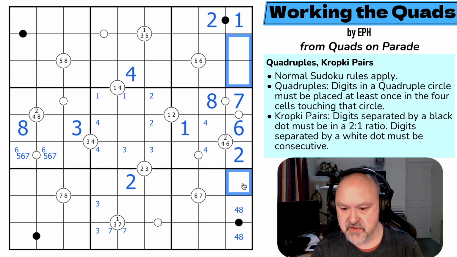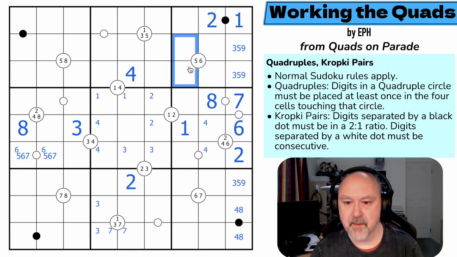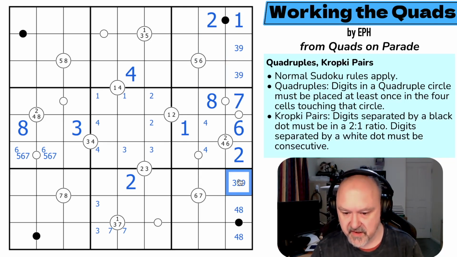These are now 1, 2, 3, 4, 5, 6, 7, 8, 3, 5, and 9. And I can't put 5 in those cells because 5 is around that quadruple. So this is 3, 9, and this becomes the 5. Very clean.